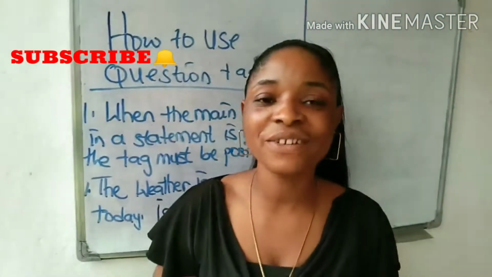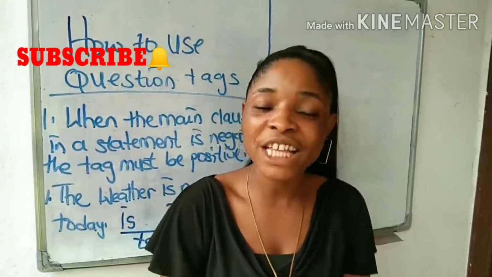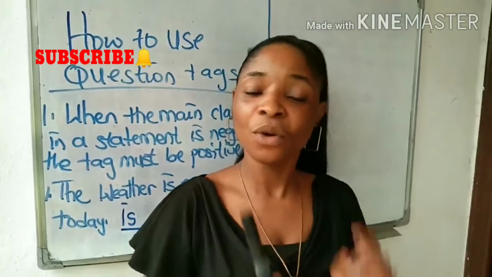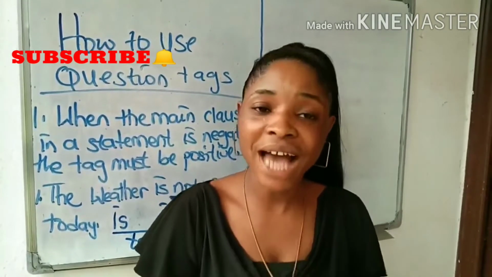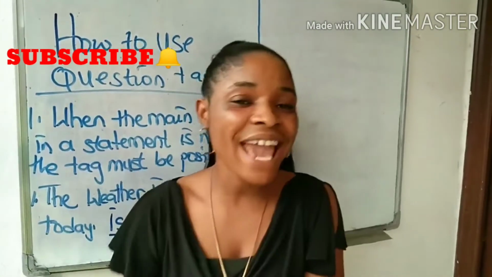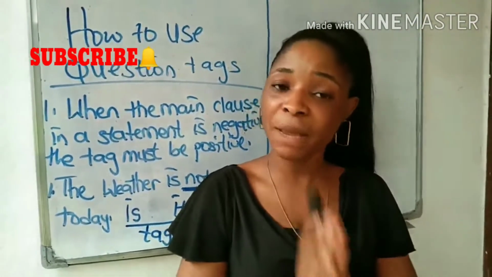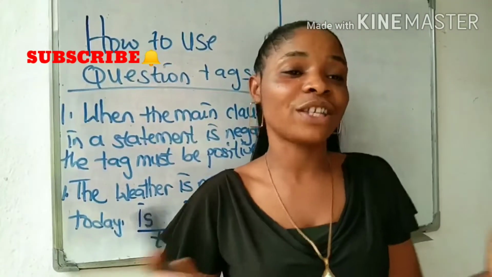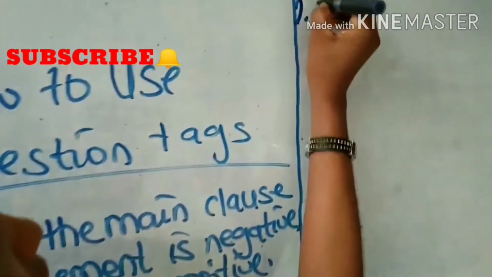The second rule says that when the main clause in a statement is positive, the tag must be negative. When the main clause in a statement is positive, the tag must also be negative. Remember I said what makes a statement negative is simply the use of the word not. Okay, so let's illustrate this on the board. The second rule says what?